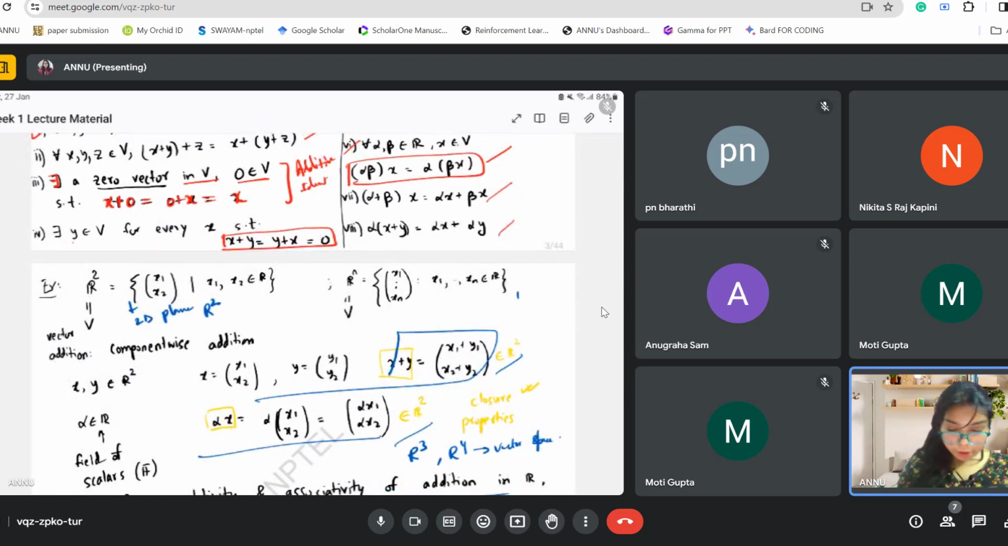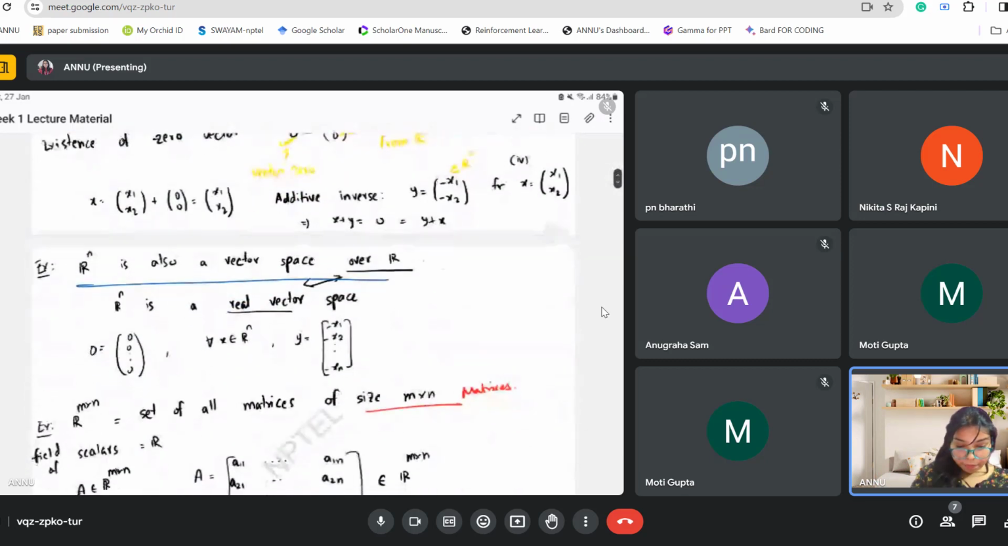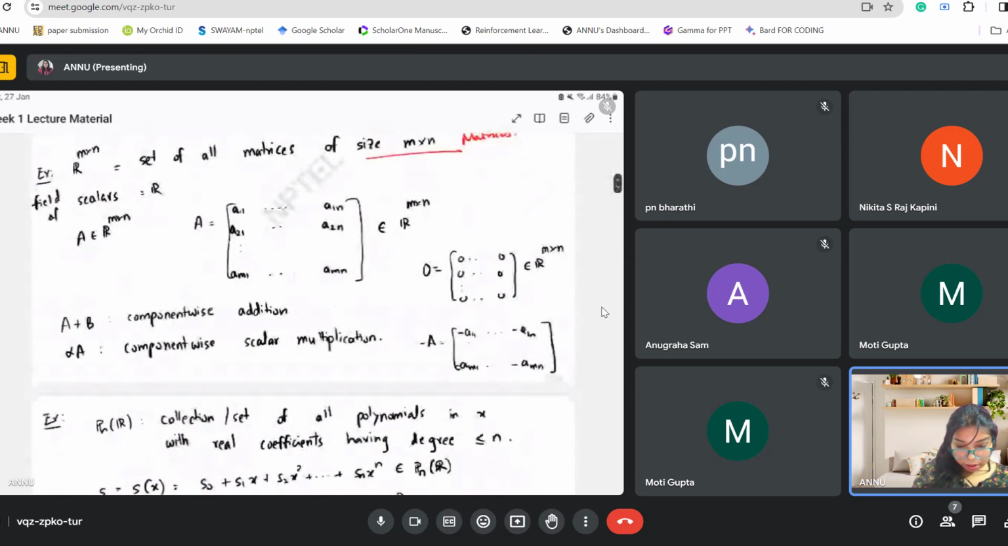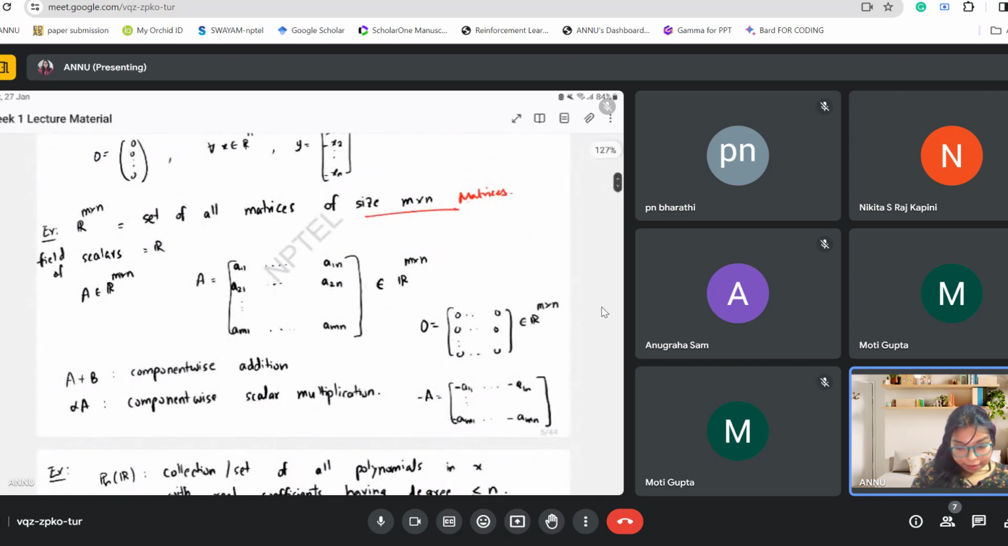So moving ahead to the matrices. This is a matrix. What does it mean? It belongs to R power m cross n. This means that the row values as well as column values all belong to R. Don't get confused between m and n. The number of rows is m, and the number of columns is n.